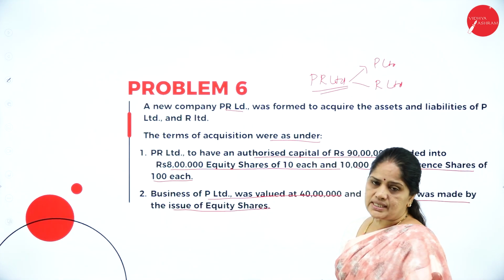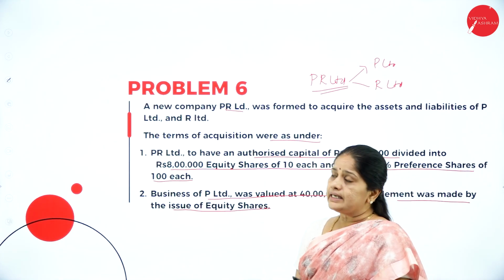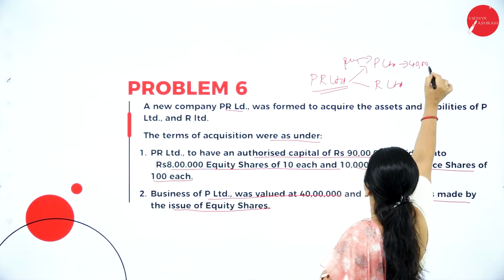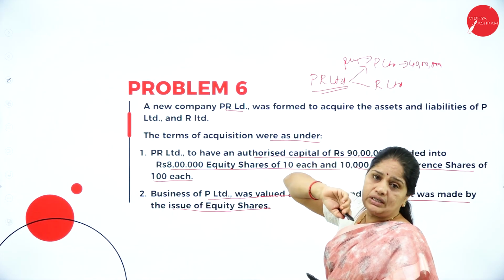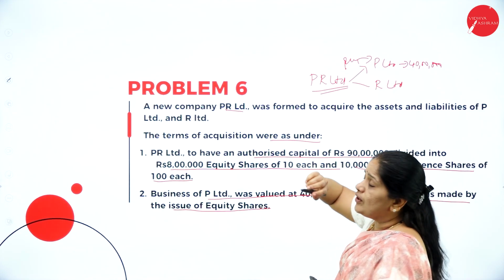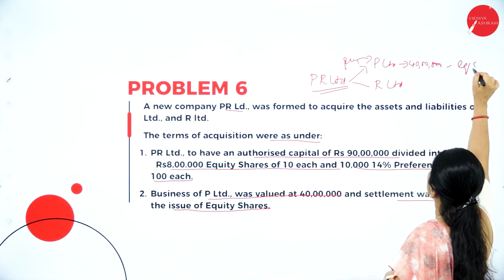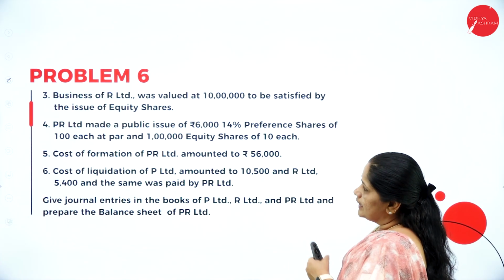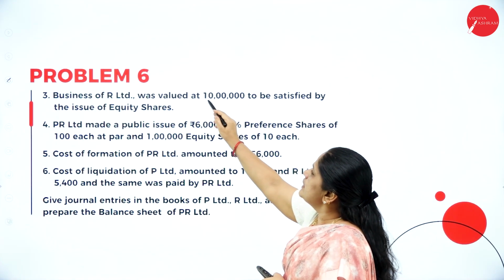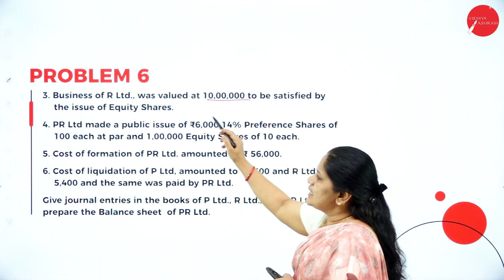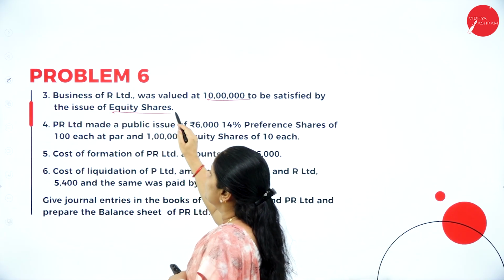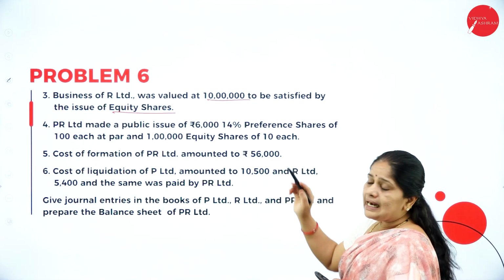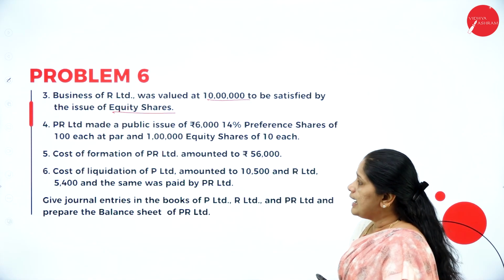of equity shares. Now, whom is PR Limited paying? P Limited. How much are they paying? 40 lakhs. So, the business was valued at 40 lakhs and they are paying it in the form of equity shares to the shareholders of P Limited. Then, the business of R Limited was valued at 10 lakhs to be satisfied by the issue of equity shares. Now, PR Limited is paying 10 lakhs to the shareholders of R Limited.